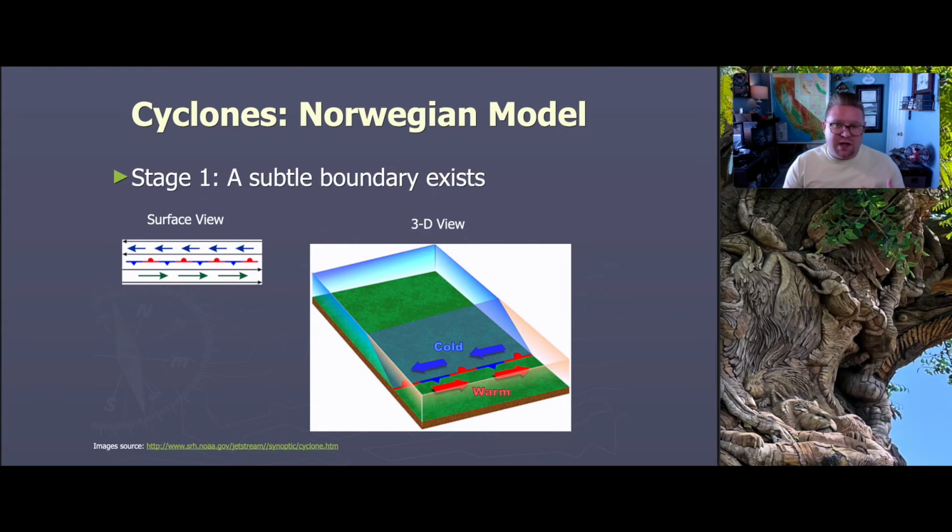So we've got a cold front with a cold mass behind it and a warmer mass in front of it, and we can see that in this case here, stage one is that a subtle boundary exists. We see that this is actually going to be a stationary front because they're moving back and forth, but neither one is stronger than the other. Well, that's stage one. A subtle boundary will exist.